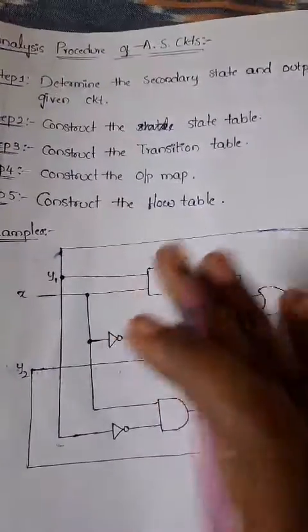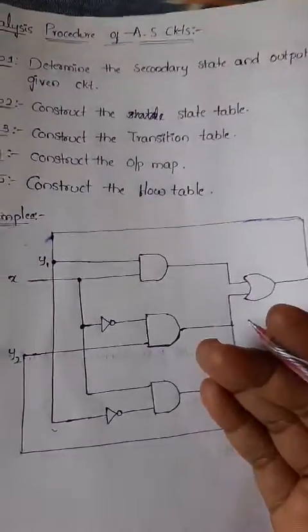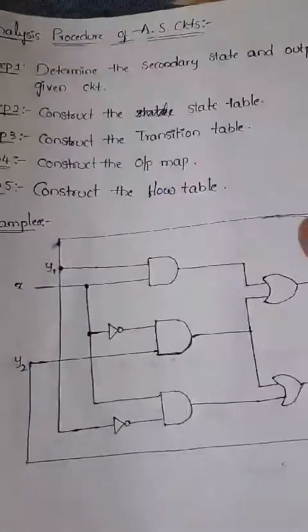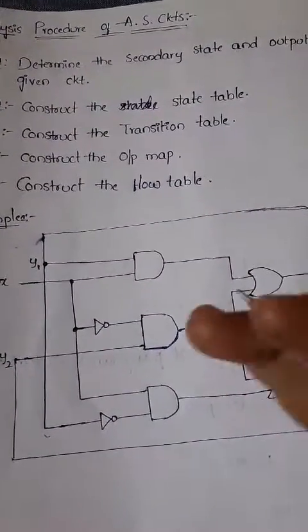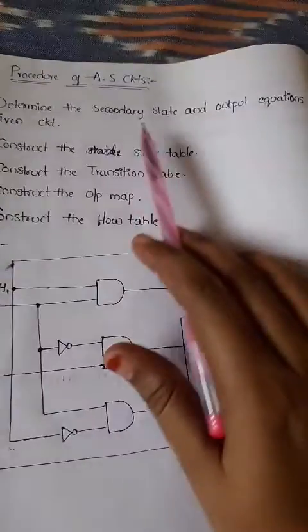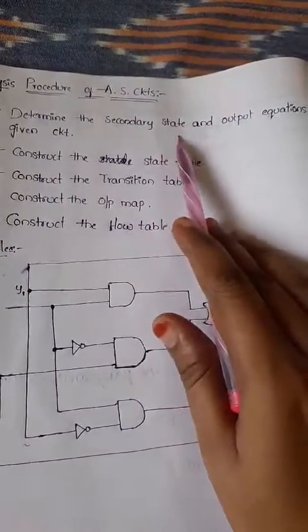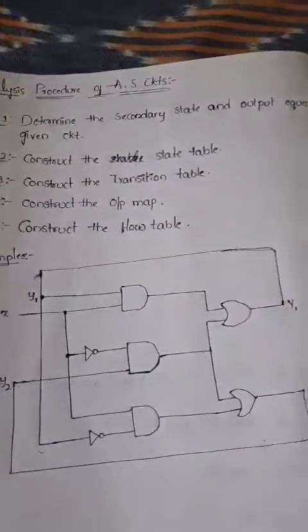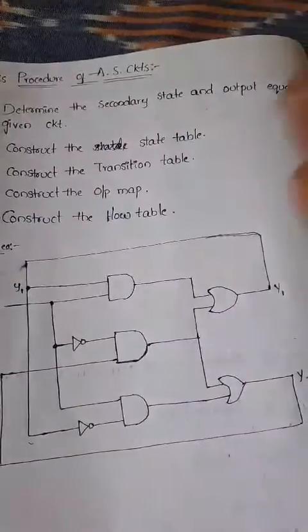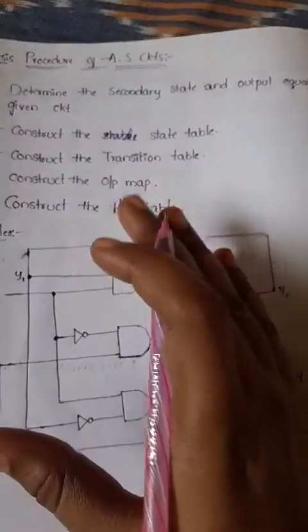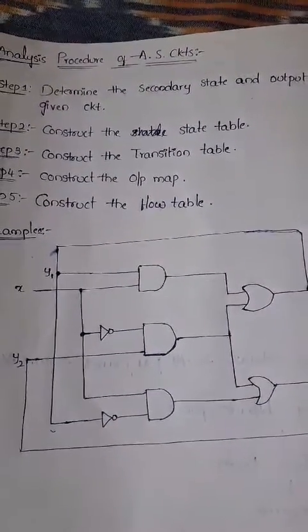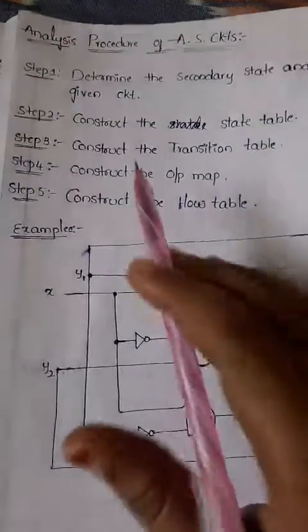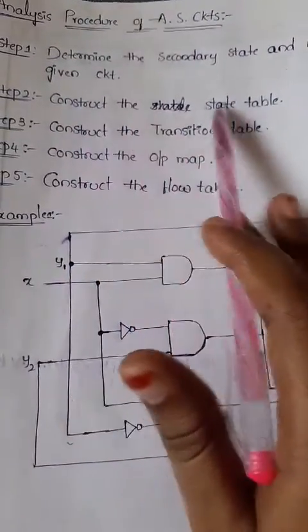Like this way, here also the analysis procedure of asynchronous sequential circuit has some steps. How to solve an asynchronous sequential circuit problem in the analysis procedure means these are the steps we need to follow. The first step is to determine the secondary state and output equations from the given circuit. That is, directly they give one logic circuit. Based on that logic circuit you will find the output equations, which we call boolean equations. Now the second step: construct the state table.